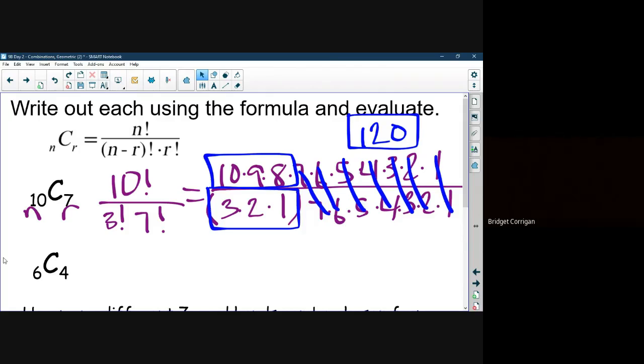Okay, so hopefully you were able to pause that and try that out. So 6 is our n, 4 is our r. If we follow our formula up here, we have 6 factorial, which is our n, divided by n minus r, which is 6 minus 4, so 2 factorial, times r factorial, 4 is our r, so 4 factorial. And we're going to write that out in expanded form.